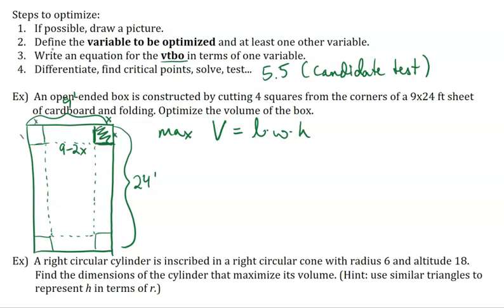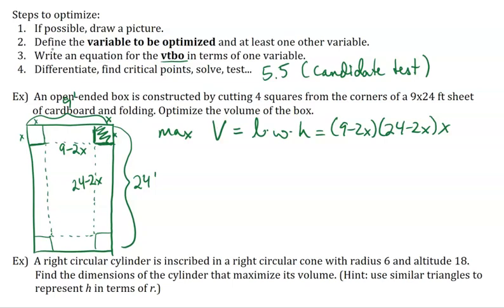I'm cutting squares that are x by x off of each side. So I'm subtracting x here, subtracting x here. And then the vertical piece will be 24 minus 2x. And then what's the height of the box? X, because that's the amount that gets folded up. So I can then write this as 9 minus 2x times 24 minus 2x times x.